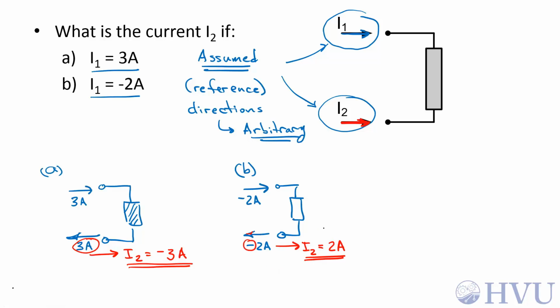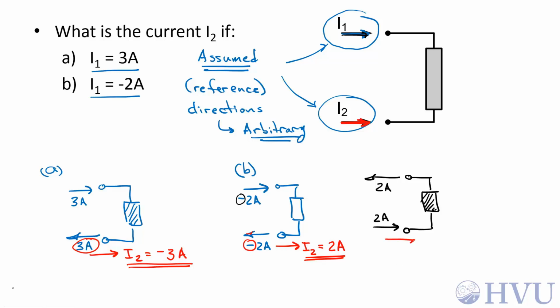I can always do a problem in a different way. So let's take another look at part B. If I have negative 2 amps entering the upper terminal, I can change the sign on this current and change the direction of the current. That means I have positive 2 amps leaving the upper terminal. Again, I have to balance that with the same amount of current entering the lower terminal, so I have positive 2 amps entering the lower terminal.